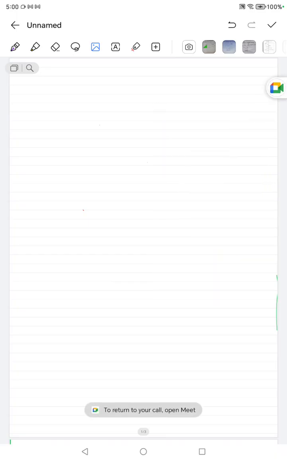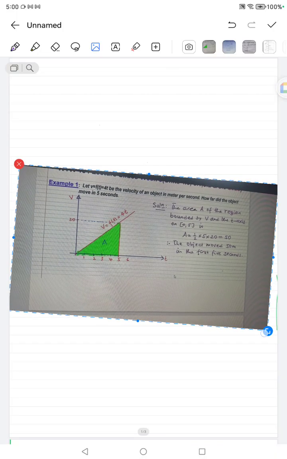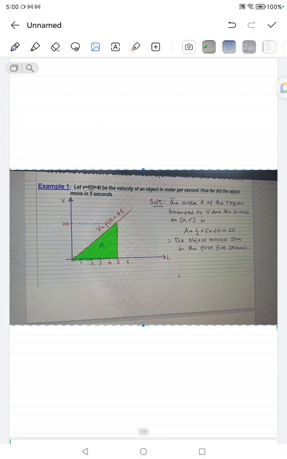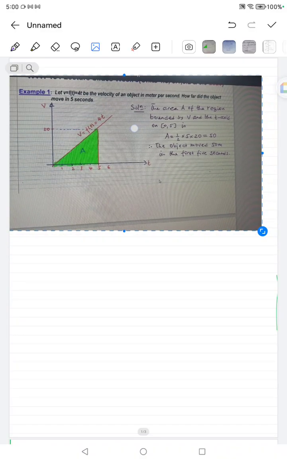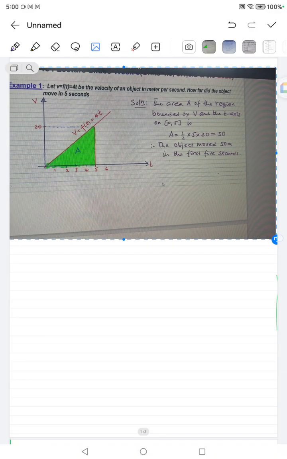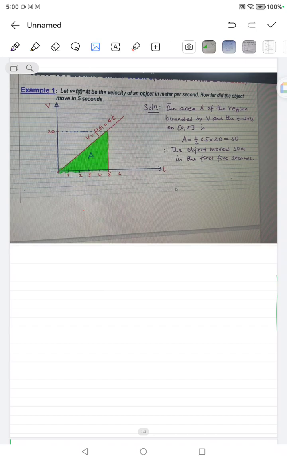So the second question I had, it was this one. I'm not sure if you guys are going to see it, but let me just enlarge it. This is one of those examples that you get in unit 5.1. It looks like this. Then they tell you example 1: let v equal f of t equals 4t be the velocity of an object in meters per second. How far did the object move in 5 seconds?